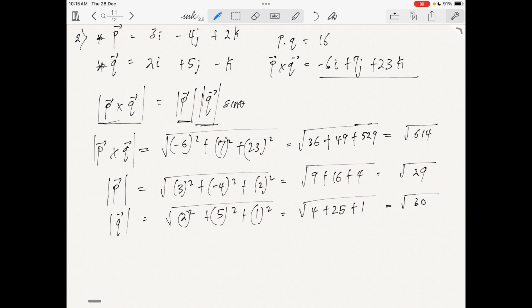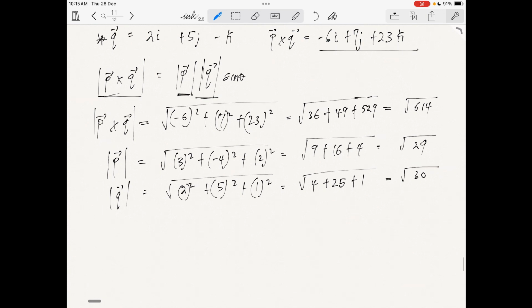Now, with respect to this, we can come here and substitute our values. The modulus of p cross q is root 614. The modulus of p is root 29. The modulus of q is root 30, multiplied by sine theta. Now let's stop here for a minute and look at something very similar.